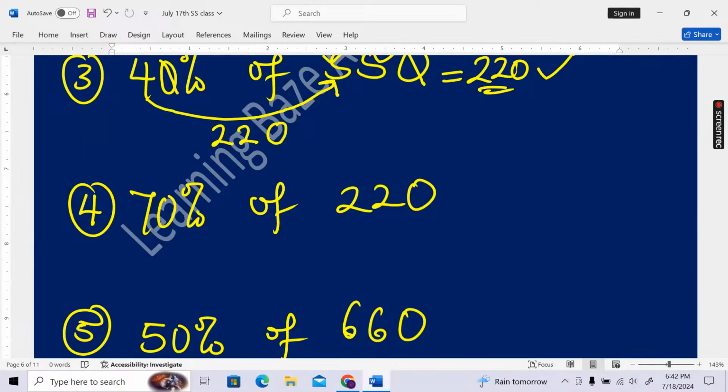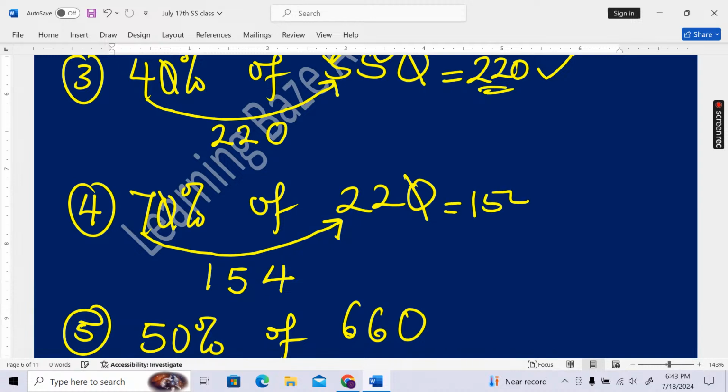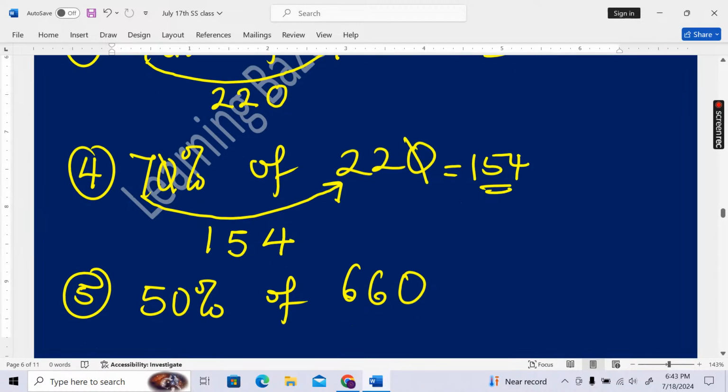Number 4. 70% of 220. Strike out the last zeros. Then multiply 7 by 2. That will give you 14. Write 1, write 4, giving a space at the middle. Add 1 and 4 together, that will give you 5. Write it at the middle. So the answer is equal to 154. 70% of 220 is equal to 154.